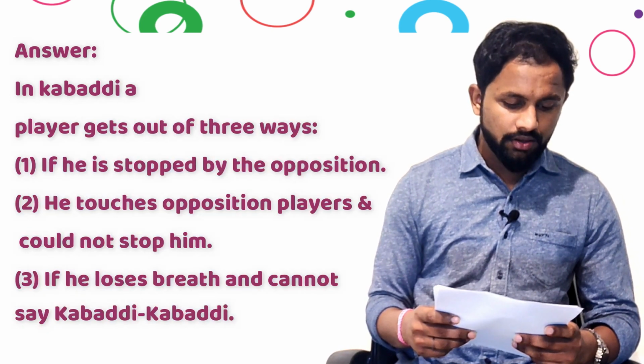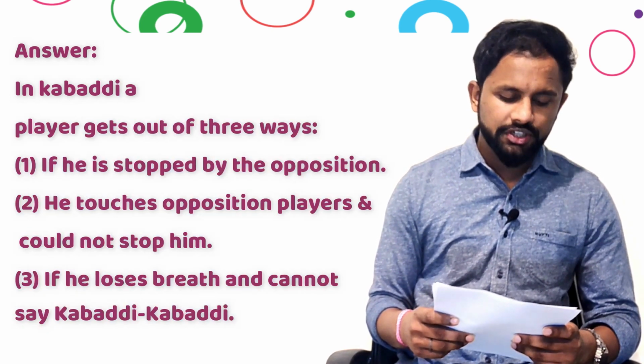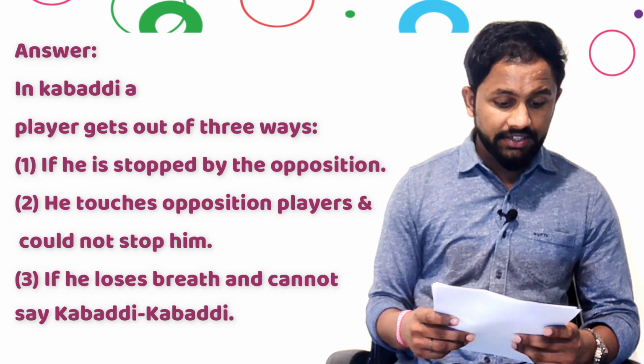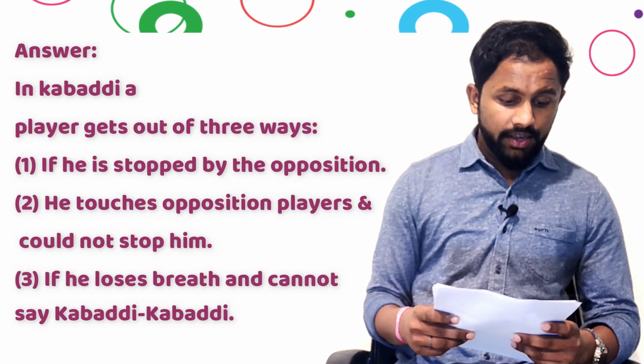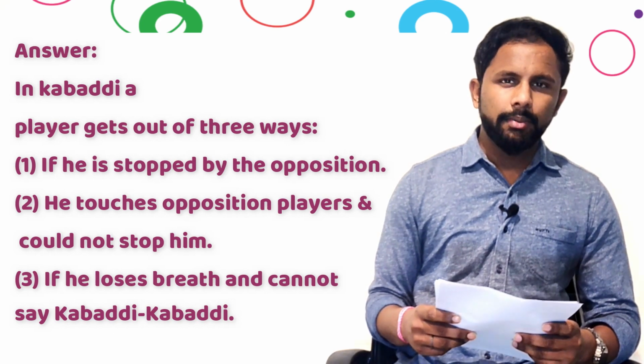In Kabaddi, a player got out in 3 ways. First, if he is stopped by the opposition. Second, if he touches opposition player and could not stop him. Third, if he loses breath and cannot say Kabaddi Kabaddi.